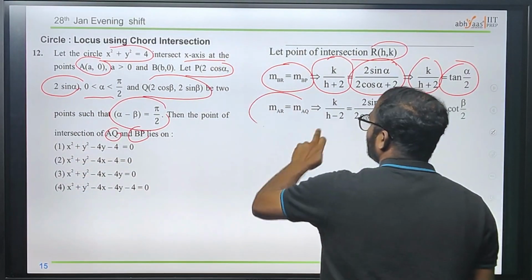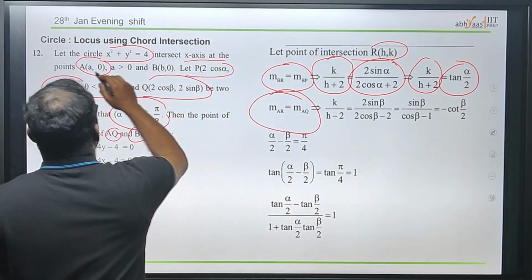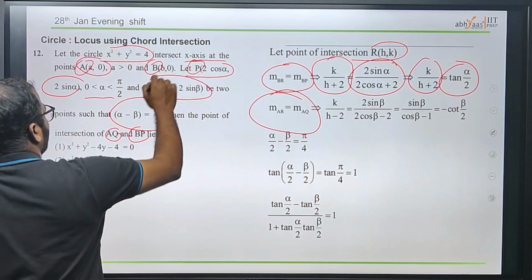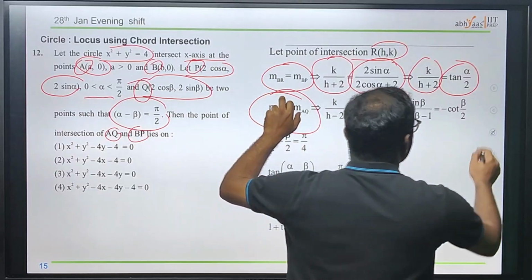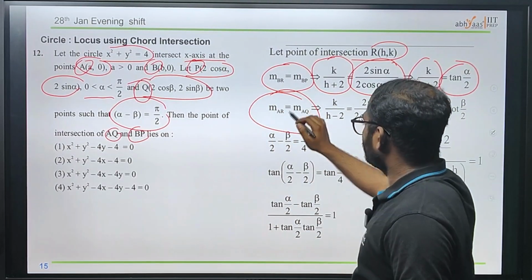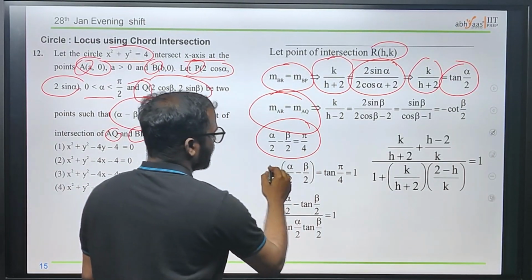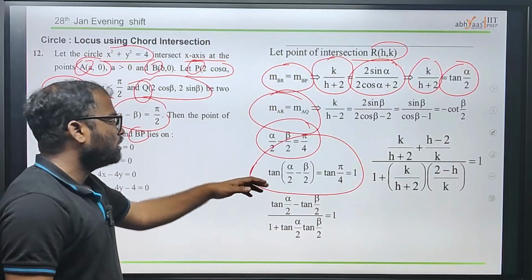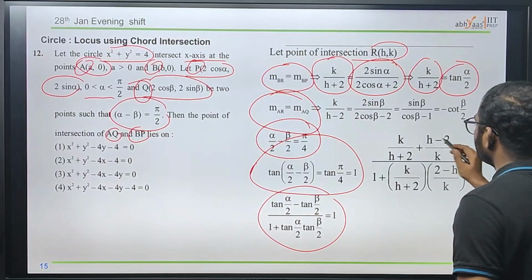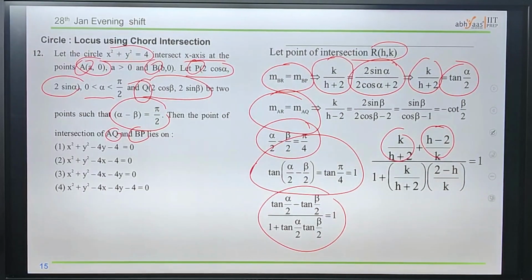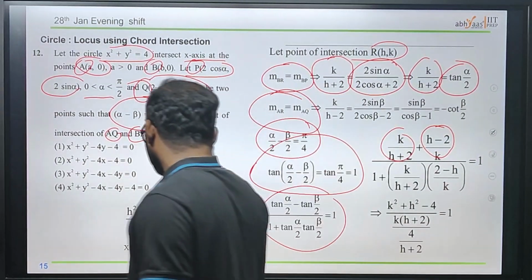Similarly for AR and AQ, which comes from the diagram. If we draw the diagram, we have the point A, the point B, the point P and Q, and by using this we find R here. Using the slope, we have alpha by 2 minus beta by 2 as pi by 4, and applying tan on both sides we get this kind of situation. Substituting the values of tan alpha by 2 and tan beta by 2, we get this.